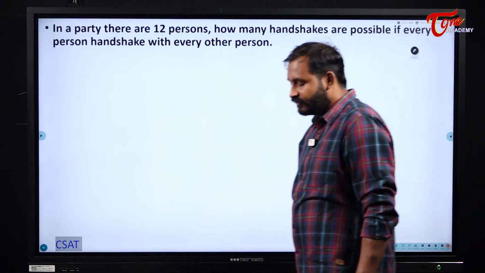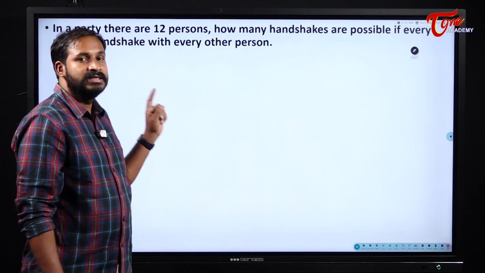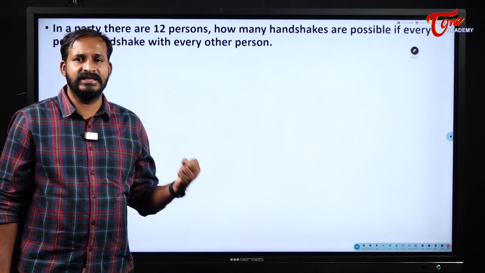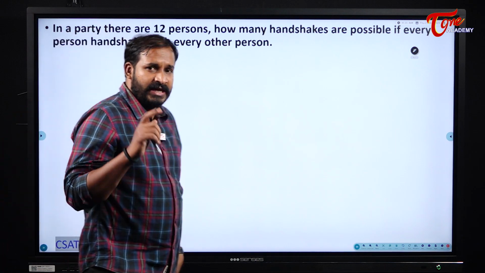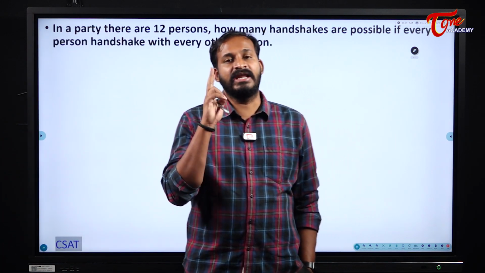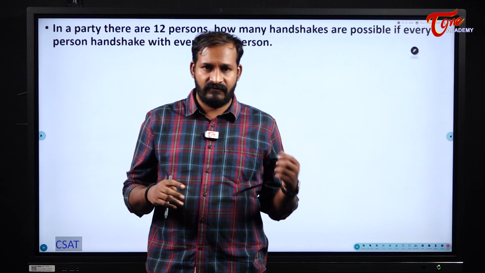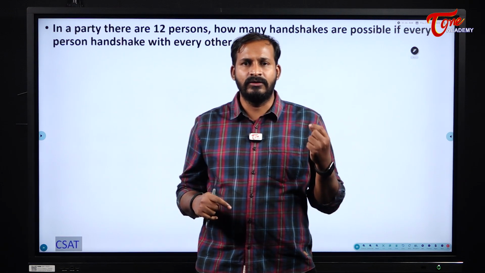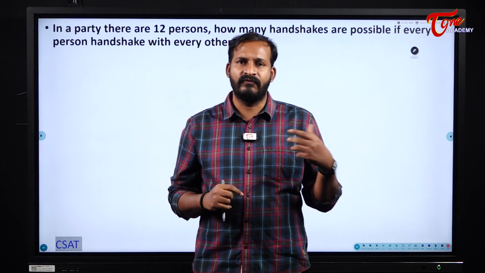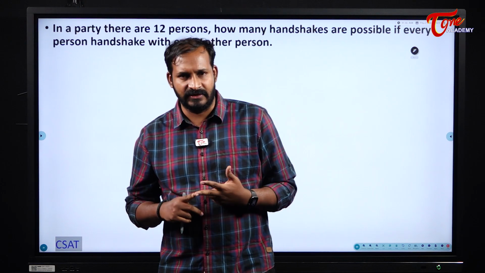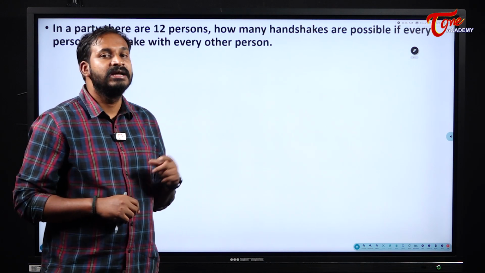Next one. In a party there are 12 persons. This is one of the very important concepts, students, because every time in the examination, the chances of questions from this area are very high. For any event to happen, if it requires 2 persons, for example a match between 2 teams. To conduct a cricket match, how many teams are required? 2 teams are required. To conduct a football match, 2 teams are required. So any event, that means a match, is an event which requires 2 persons.